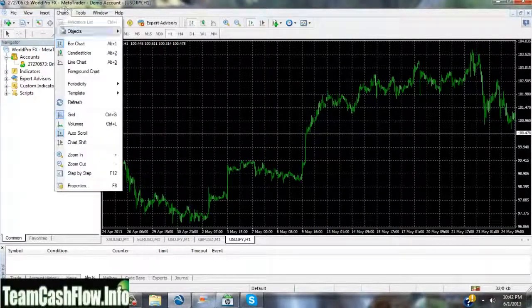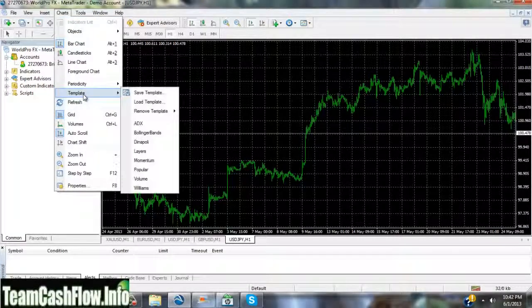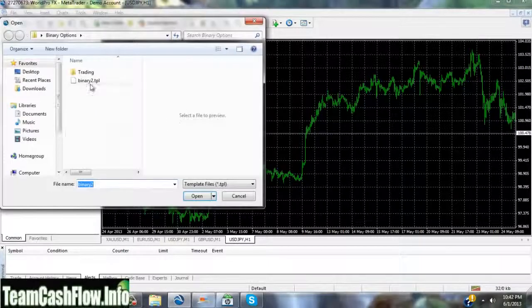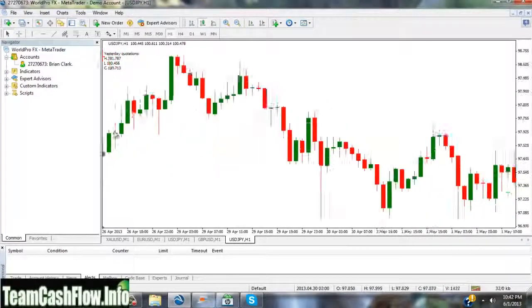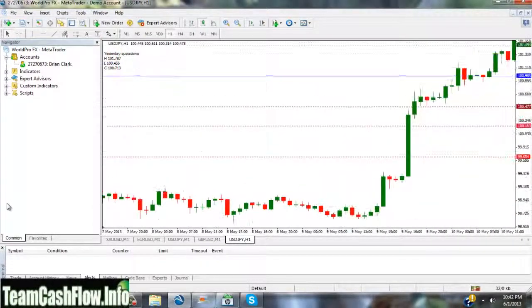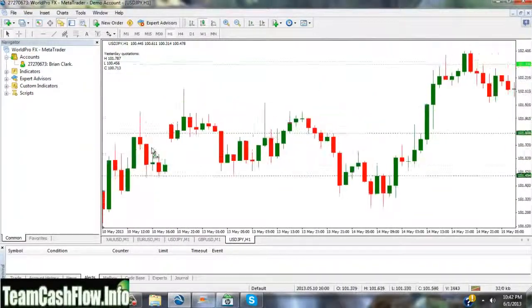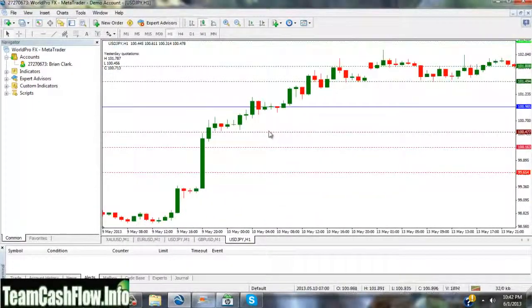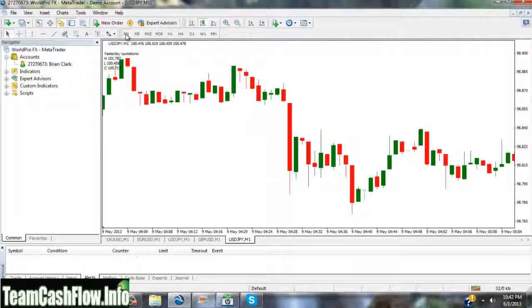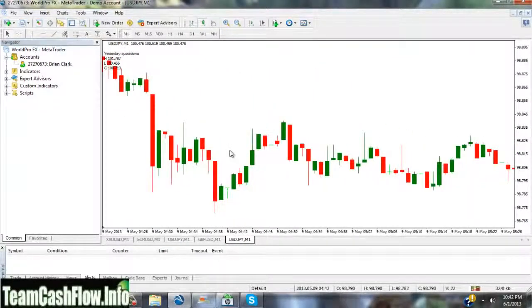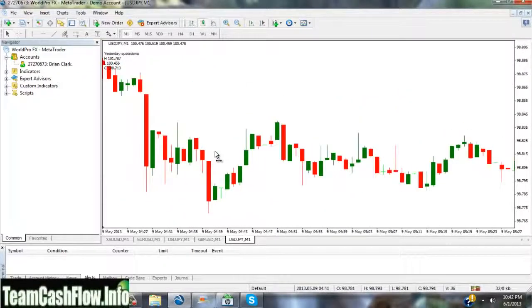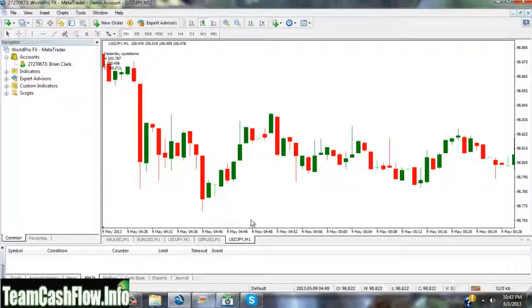So what I'm going to do here is go to my chart, go to templates, and it's just a blank chart. So I'm going to load up my template, binary trading. This is the template that I've already revealed in the free guide that I give to my followers. This is of course an older chart, and this is an earlier time frame, rather, in May.